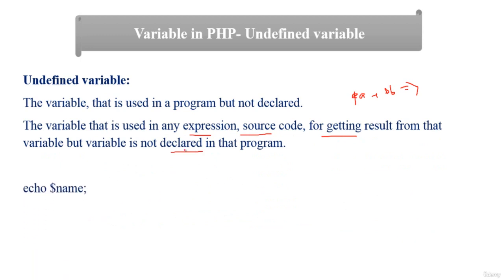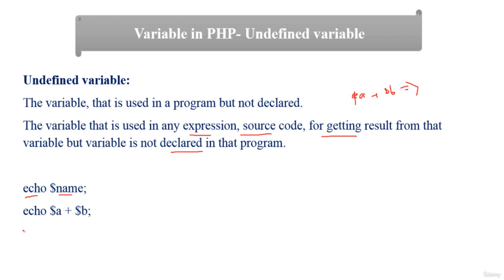For example, I want to print the name value, but you can see that there is no value of name. Echo is the method that is used to output any variable data value. In this case, I want to show the value of name, but there is no value because I did not declare or initialize this name variable.